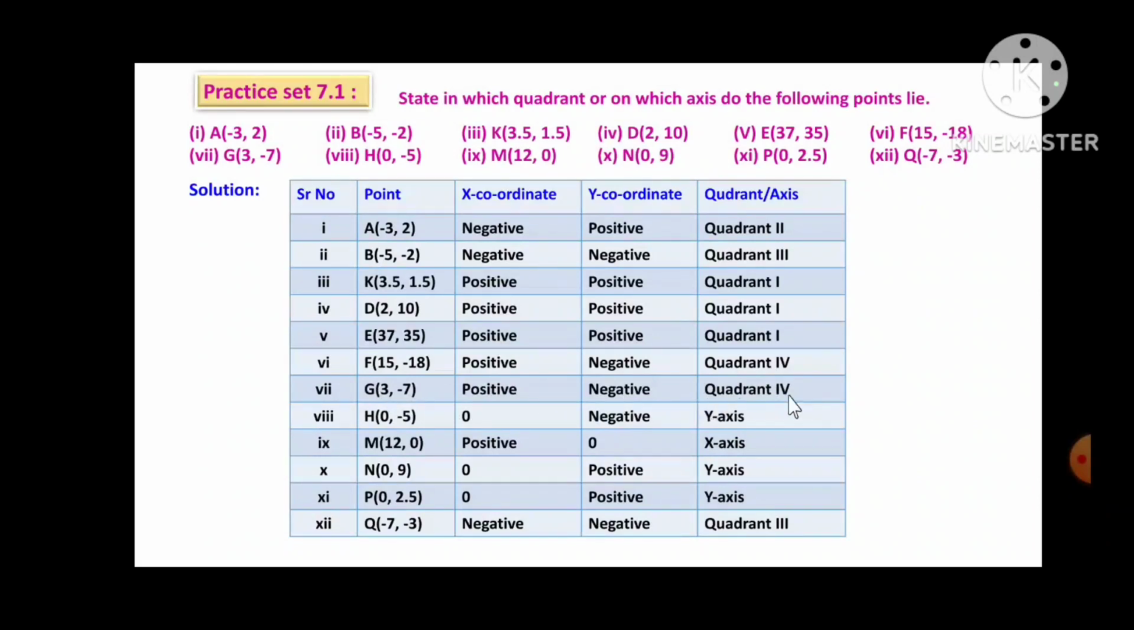Here H (0, -5). Here the x-coordinate is 0 and the y-coordinate is negative. And certainly this point is lying on the y-axis.